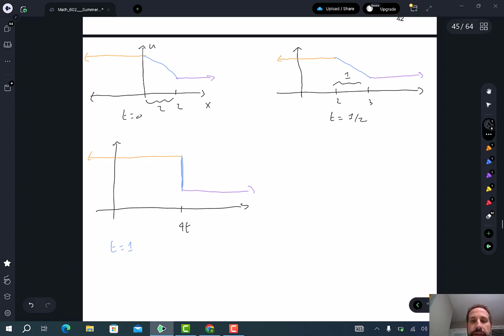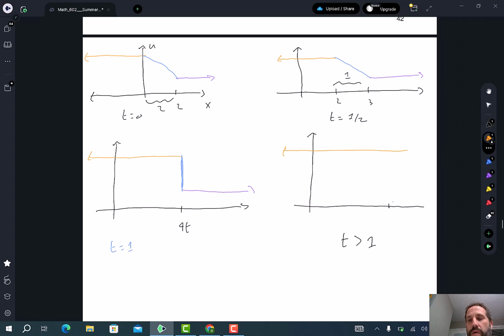And then what's going to happen if we keep using the formula that we have, if we just don't do any more analysis, we're going to end up with something like this. If this is t greater than 1, the orange solution is going to go to here, and the purple solution is going to be like this, and then the blue part is going to be the linear interpolation between those. So now clearly when t is greater than 1, our formula doesn't work.